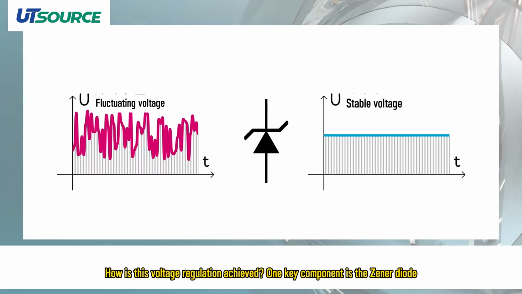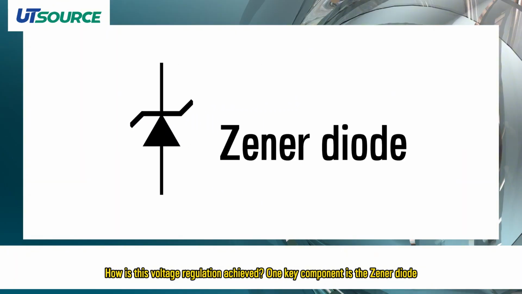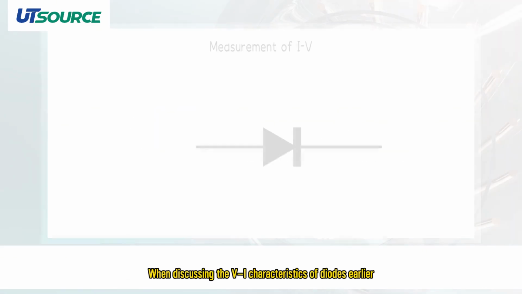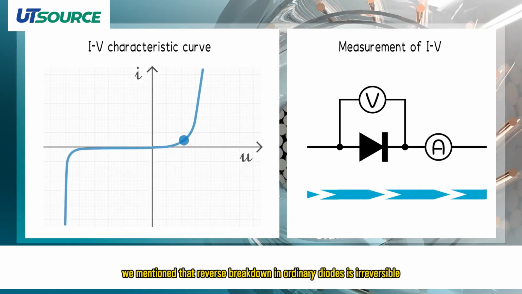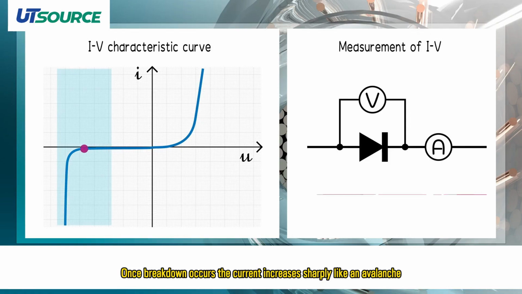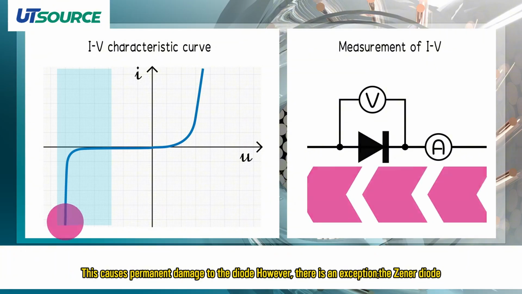How is this voltage regulation achieved? One key component is the Zener Diode. Its English name is Zener, which is transliterated as Kina diode in Chinese. When discussing the VI characteristics of diodes earlier, we mentioned that reverse breakdown in ordinary diodes is irreversible. Once breakdown occurs, the current increases sharply like an avalanche. This causes permanent damage to the diode.